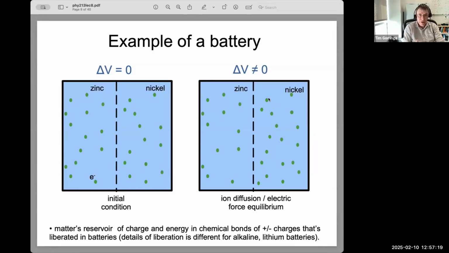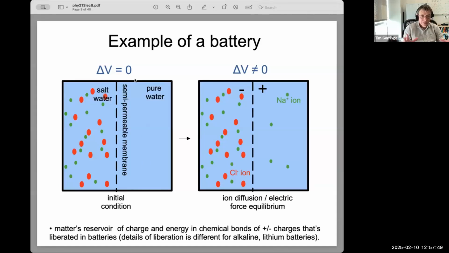And that's the equilibrium. The end result is some potential, maybe 1.1 volts, between the zinc and the nickel sides. And we built a battery. We built a battery that is the source of a potential difference. We built a battery that is the source of an electromotive force that could drive a current around a circuit.